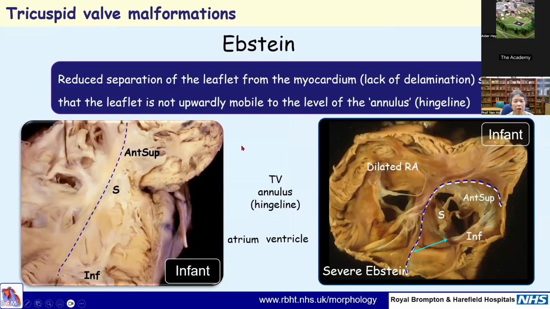Epstein malformation is, of course, a very important part of tricuspid valve malformations. There are lots and lots of variations. It's described as a lack of delamination of the forming valvar leaflets, lifting off from the inner surface of the ventricle. For example, in this case, we have dotted in the tricuspid valve annulus separating the atrium from the ventricular tissues. So it's passing down here.